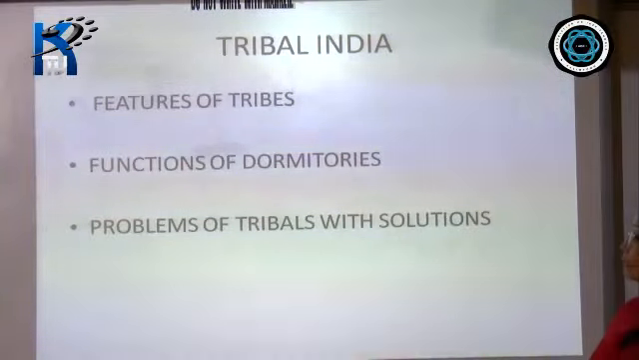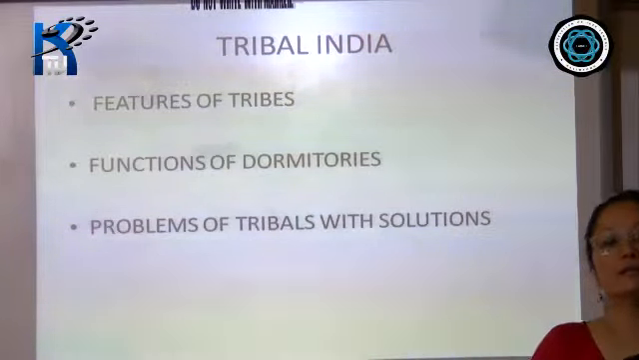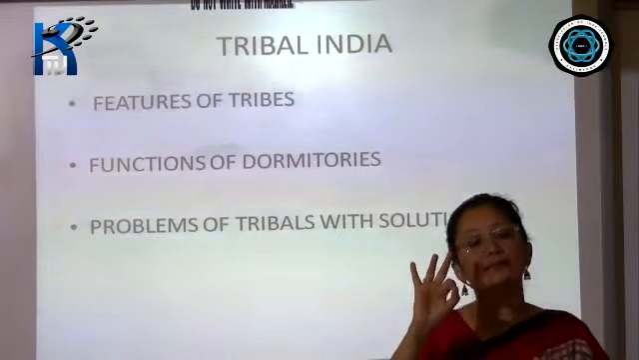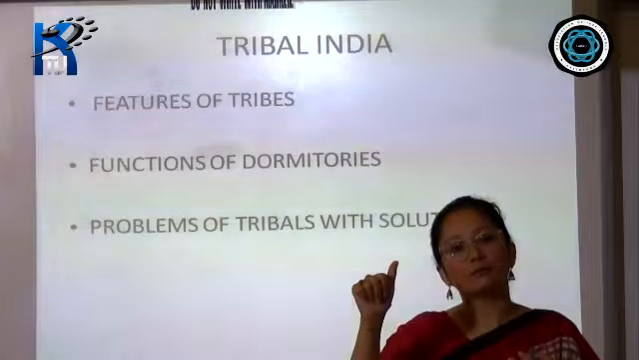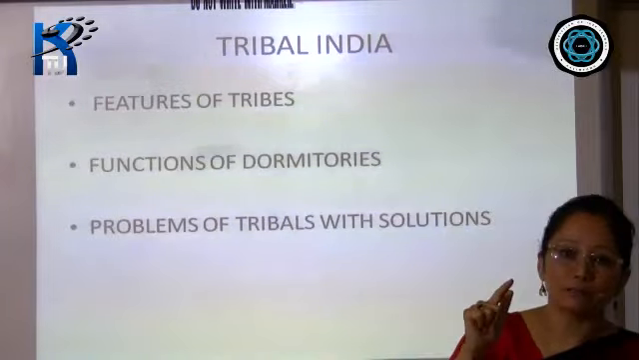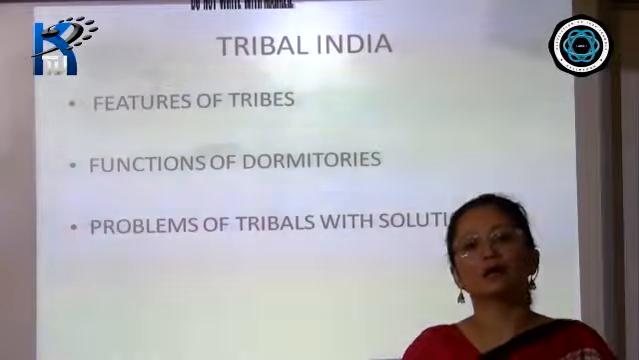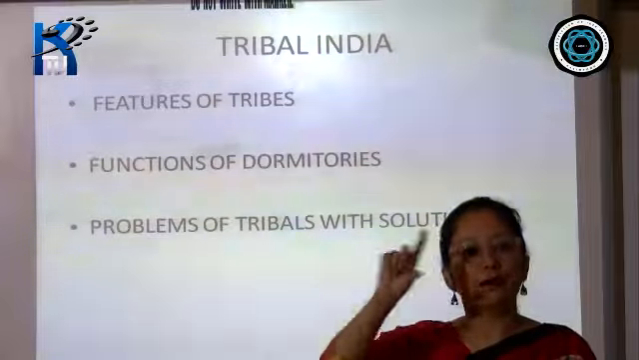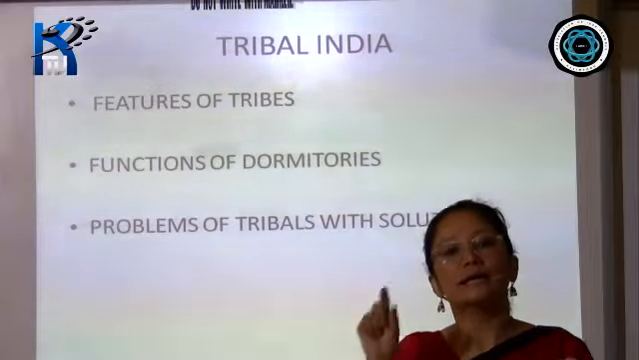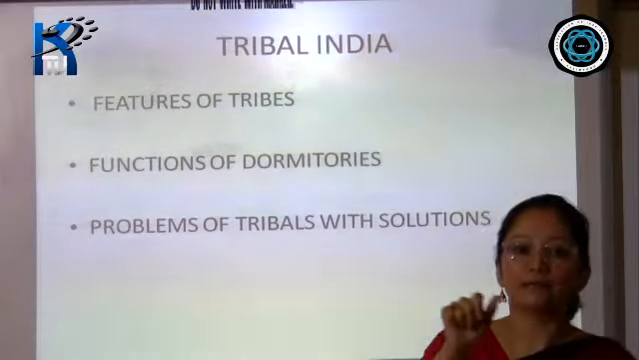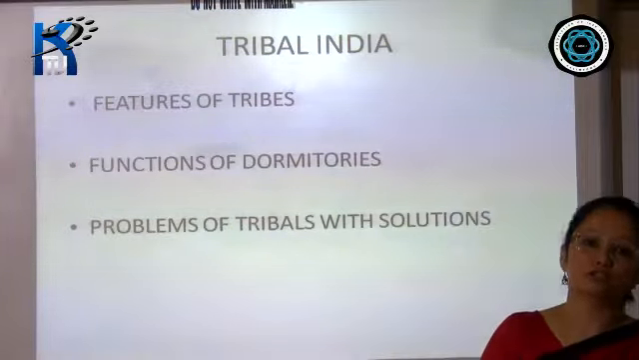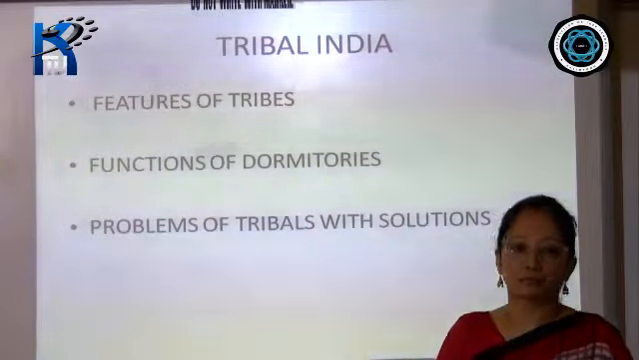Next is problems of the tribals along with the solution. You have 12 problems given in your book. Whenever you discuss problems, you will have to do it with 3 subheadings: the causes of the problems, the effects of the problems, and last but not the least, the solution or the measures to counter those problems. So you have 3 paragraphs. Whenever you discuss any problem, give the causes, give the impact or the effect, and at the end, suggest a few measures to eradicate those problems as well.